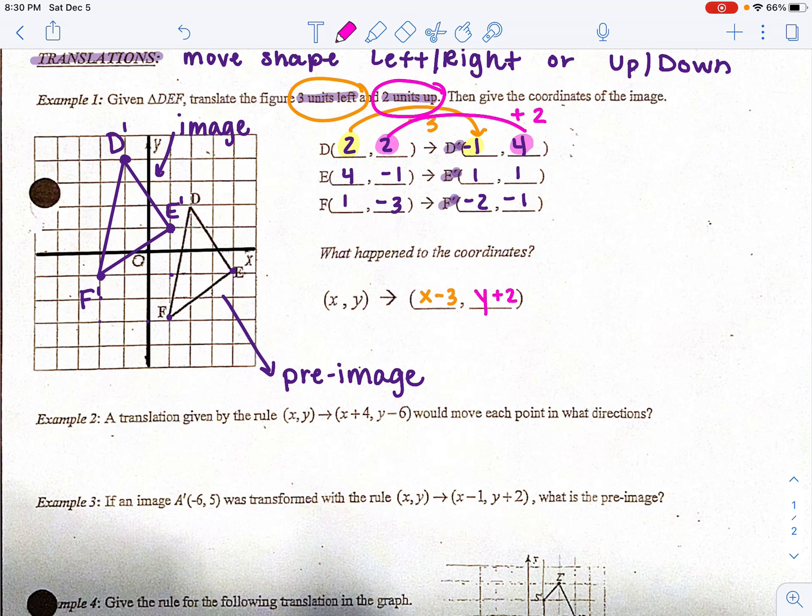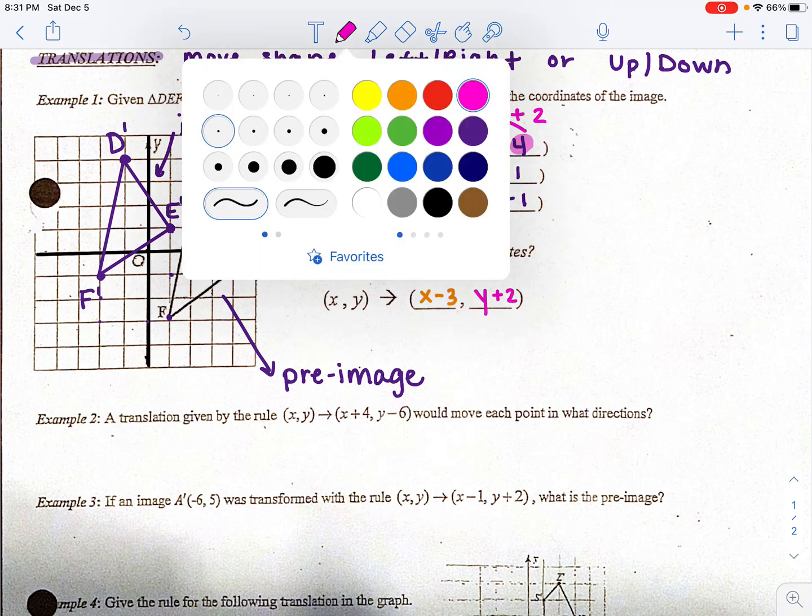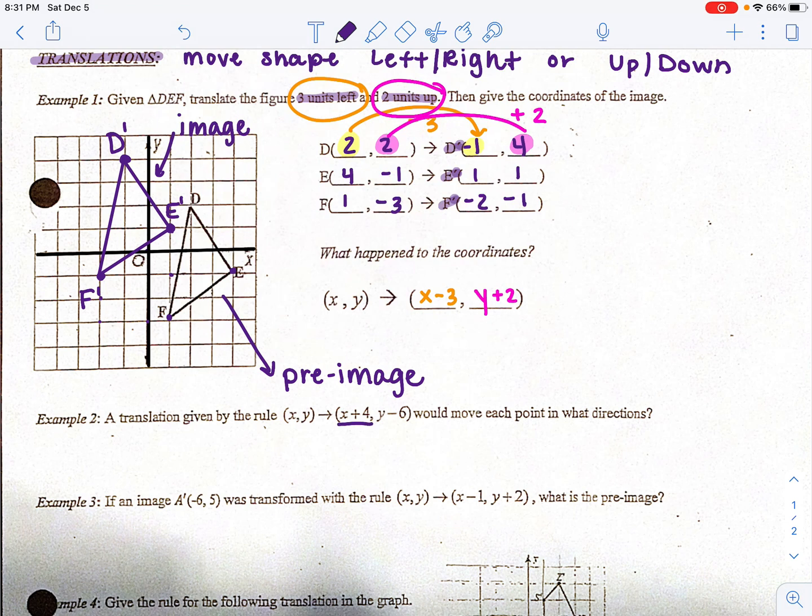It says the coordinate x, y is going to now become x plus 4 and y minus 6. What would move each point in what direction? So let's look at that first one here. I've got x plus 4. X moves it left or right. Since it's a positive 4, we're going to be going to the right 4 units. And then we also have y minus 6. Your y goes up or down. Since it's a negative, we're going to be going down 6.